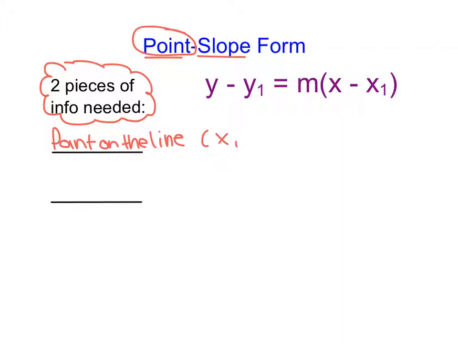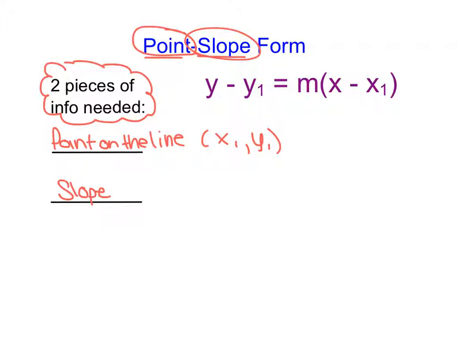And that point we'll call x of point 1 and y of point 1. Then the other piece of information that we need is also right in the name. We need the slope. So in order to write the equation of a line into point-slope form, we will need a point and a slope.